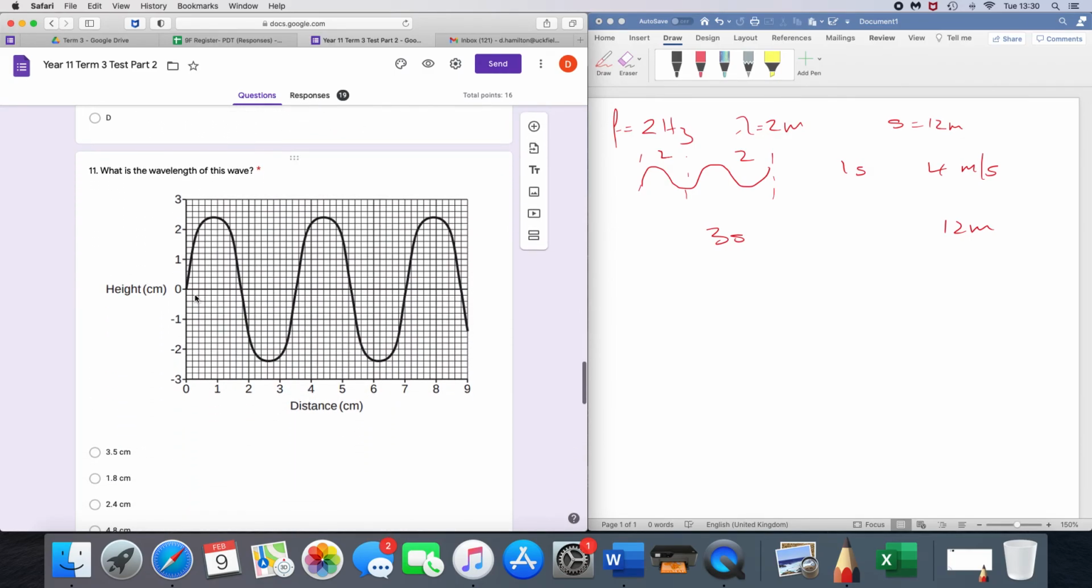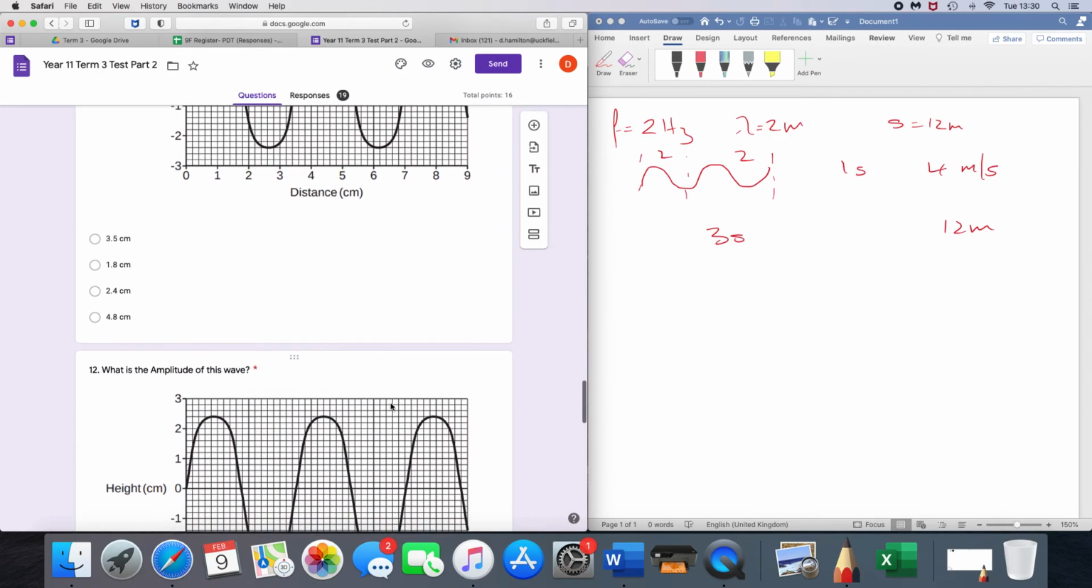What is the wavelength of this wave? Well, we're looking at one complete wave, and reading off the scale, we're looking at 3.5 centimeters. So the answer is A.